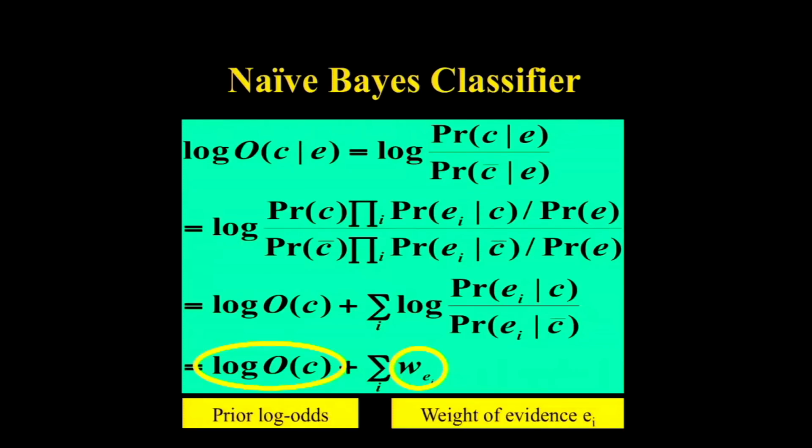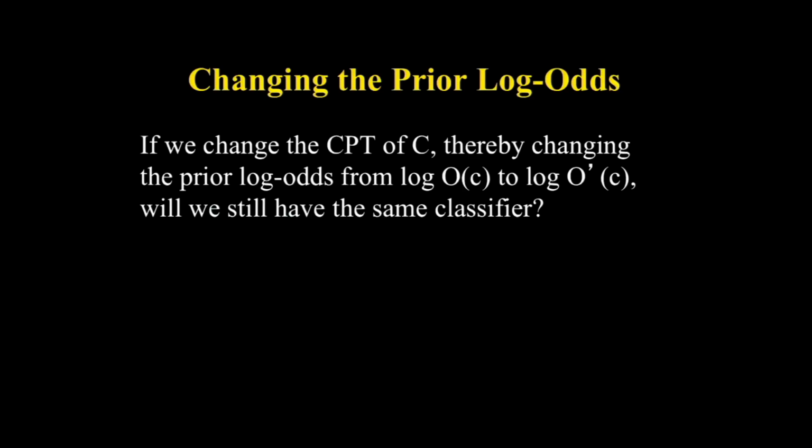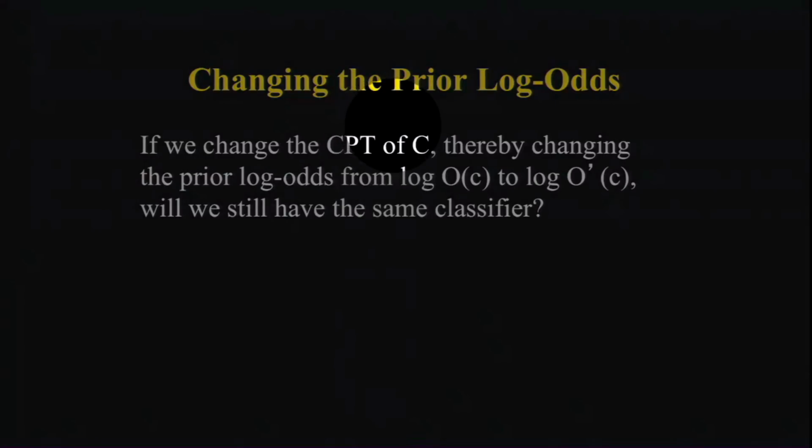You will see in the literature many properties about naive Bayes classifiers, sometimes stated as theorems. And if you look at this equation, you're going to see why they hold. But we're going to visualize this in a little bit. Again, remember what we're trying to do is finding equivalent naive Bayes classifiers that result from only changing the prior and trying to capitalize on that later. Which is this question: if we change the CPT of the class variable C, thereby changing the prior log odds from this to that, will we still have the same classifier?